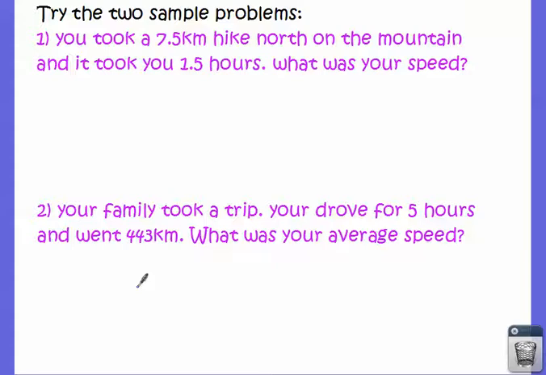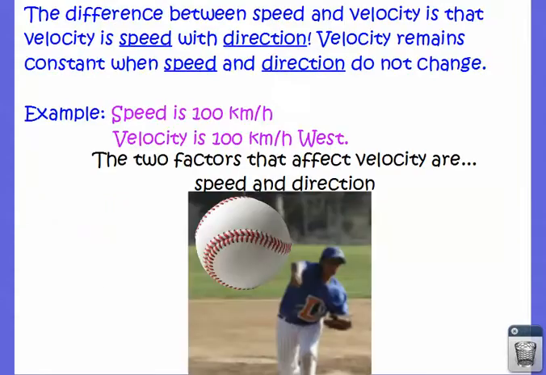Sometimes you'll have questions where the direction isn't actually told to you, but you should be able to figure it out. Like if you're traveling from New York to Florida, you should know that that's south. So you should be able to put south as a direction. Or if you're traveling from California to Virginia, you should know that that's traveling east. So you should be able to put east as a direction.